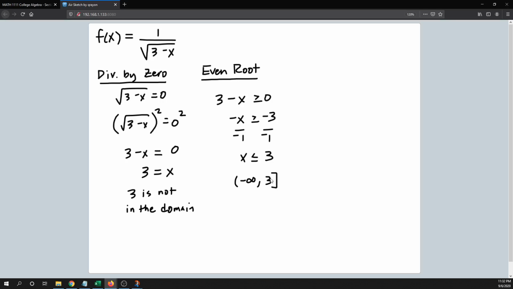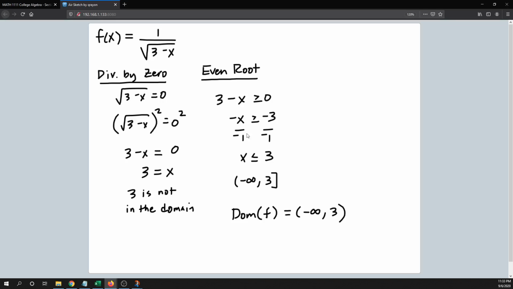And the thing is, I also have to take this information into account as well, that's saying that 3 is not in the domain. And so putting those two together, that gives me that the domain is going to be all of these numbers except 3. And so we could write that as negative infinity to 3.